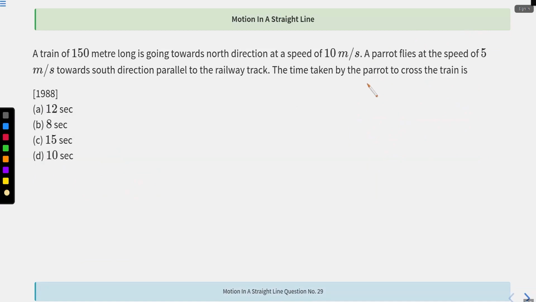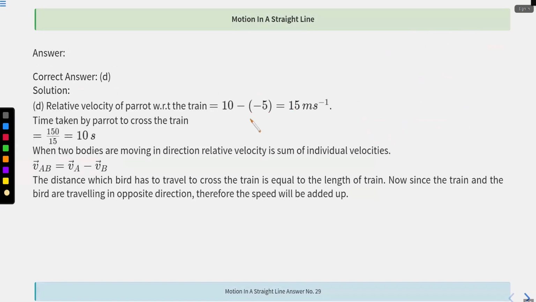All right, onto the next question. A train 150 meter long is going towards the north direction at a speed of 10 meter per second. A parrot flies at a speed of 5 meter per second towards the south direction, parallel to the railway track. Find the time taken by the parrot to cross the train. So again, it's a relative motion question.